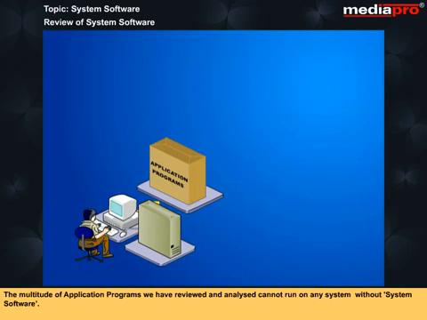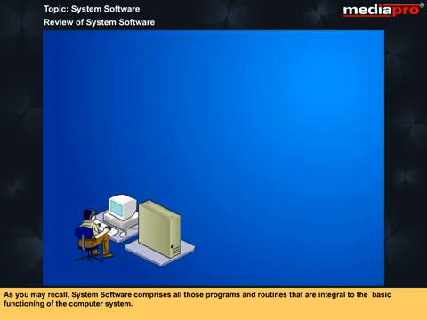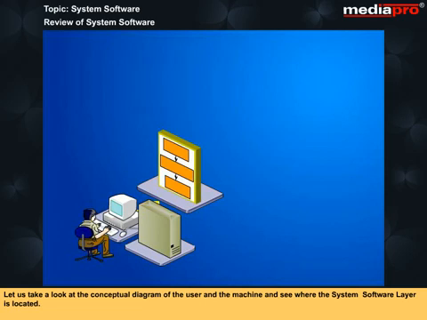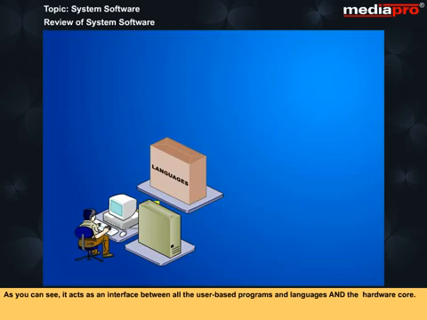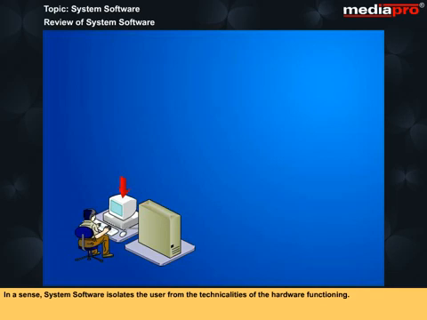The multitude of application programs we have reviewed and analyzed cannot run on any system without system software. As you may recall, system software comprises all those programs and routines that are integral to the basic functioning of the computer system. Let us take a look at the conceptual diagram of the user and the machine and see where the system software layer is located. As you can see, it acts as an interface between all the user-based programs and languages and the hardware core. In a sense, system software isolates the user from technicalities of the hardware functioning.